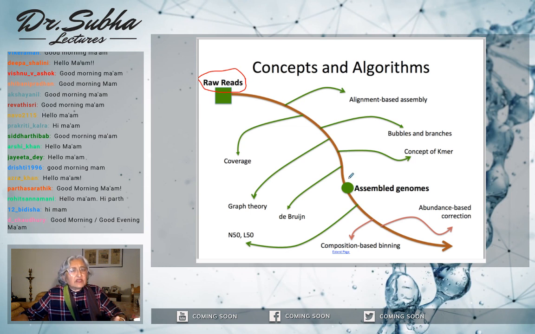When you do that, there are a lot of concepts we need to know. Coverage, how to assemble a simple alignment-based assembly. What do I mean by alignment? And then bubbles and branches. During alignment, what kind of adjustments we have to make so that we don't get bubbles and branches. We want one linear sequence, right?